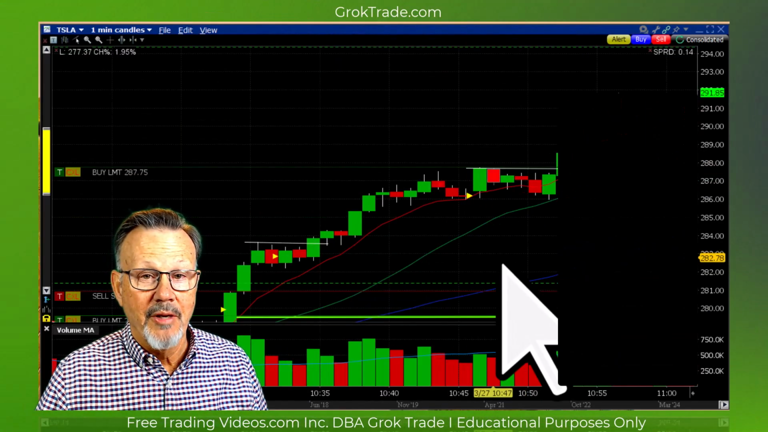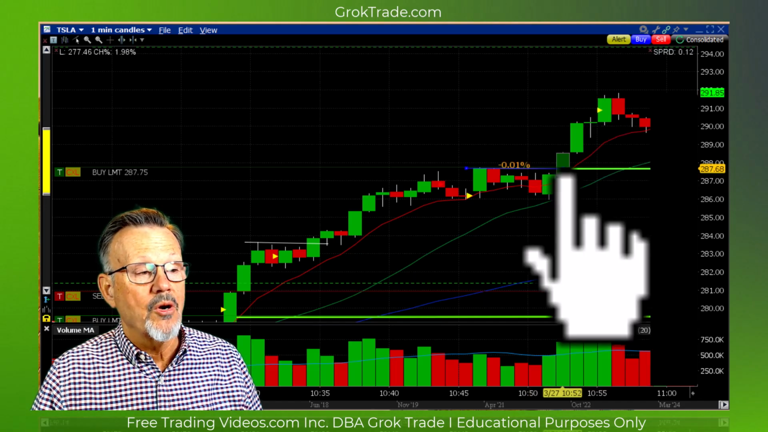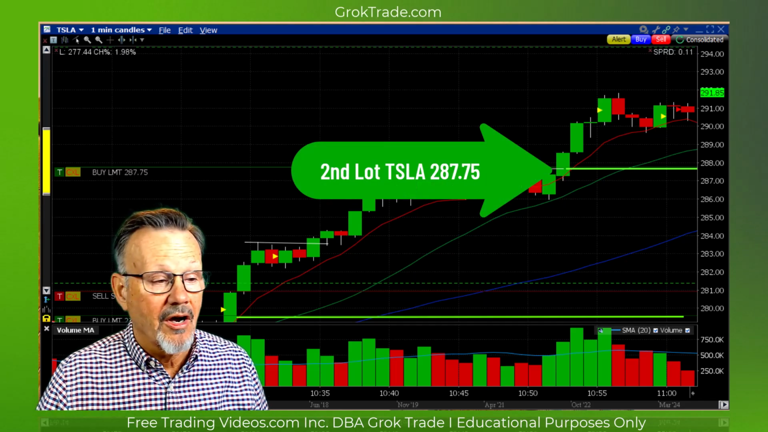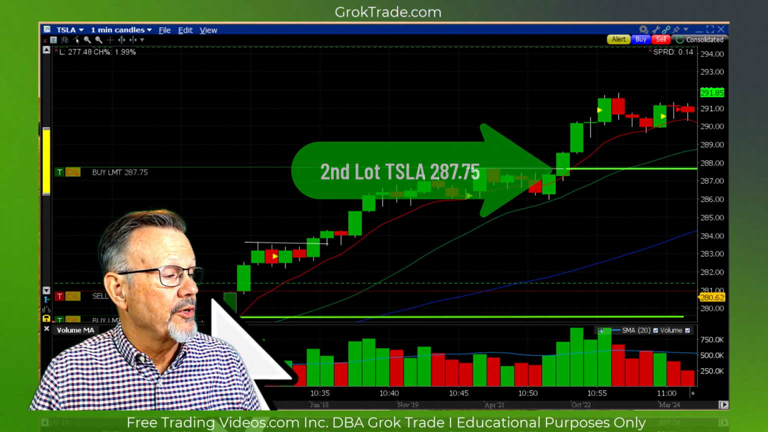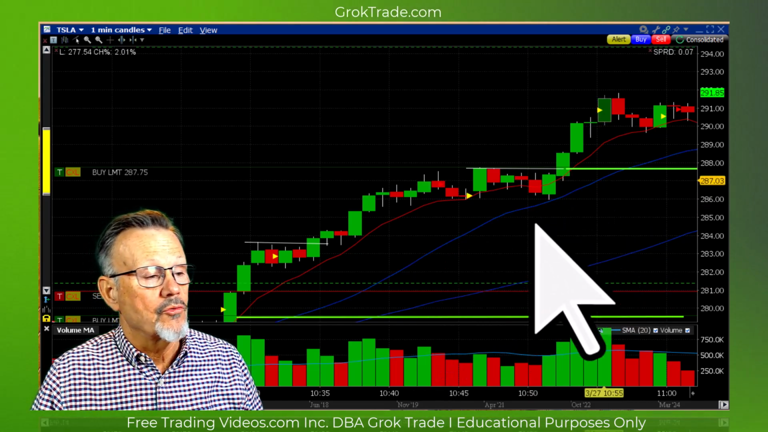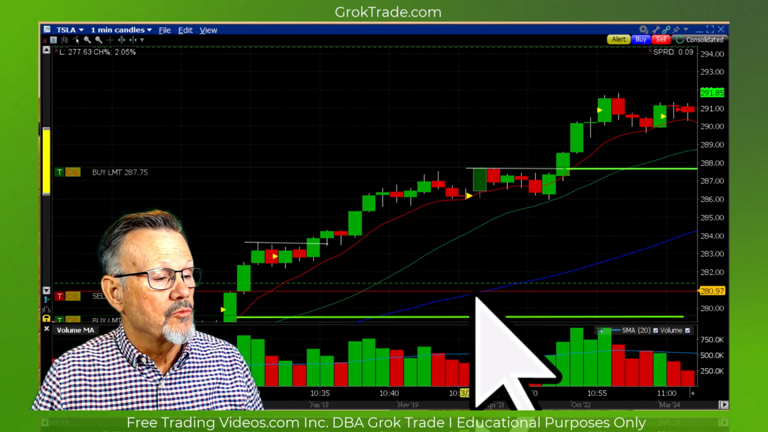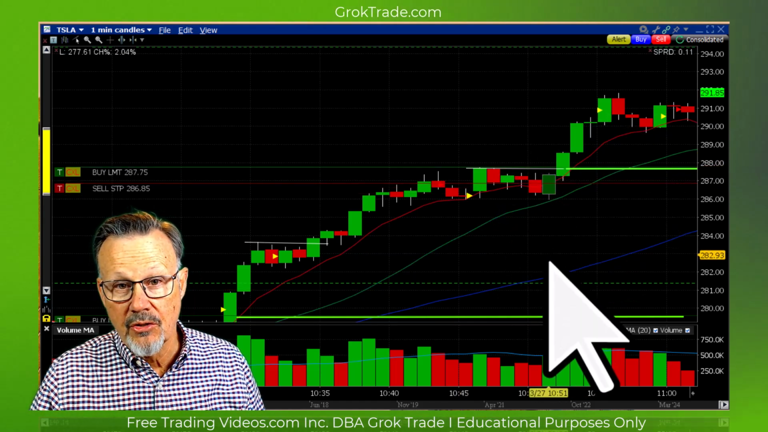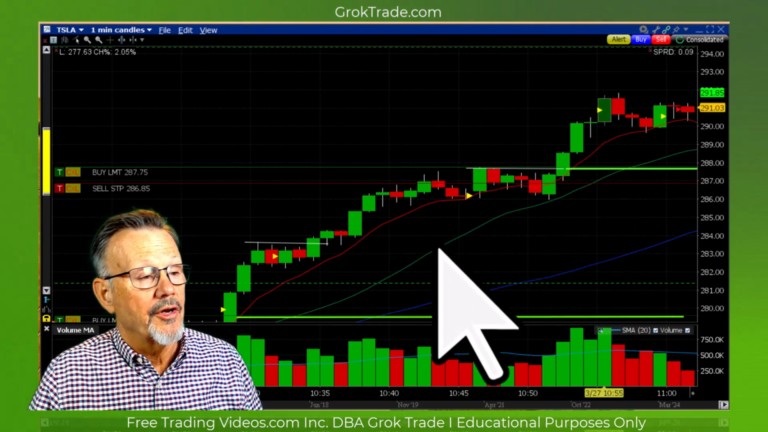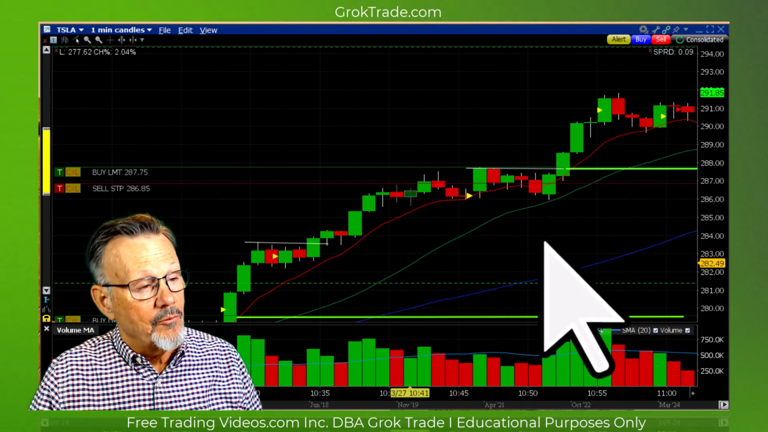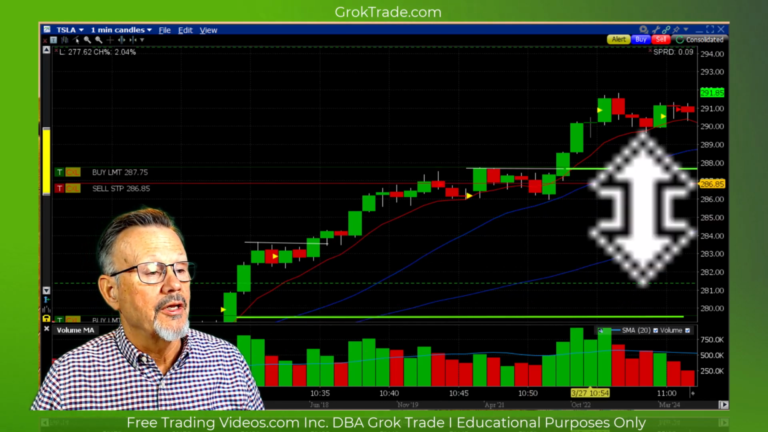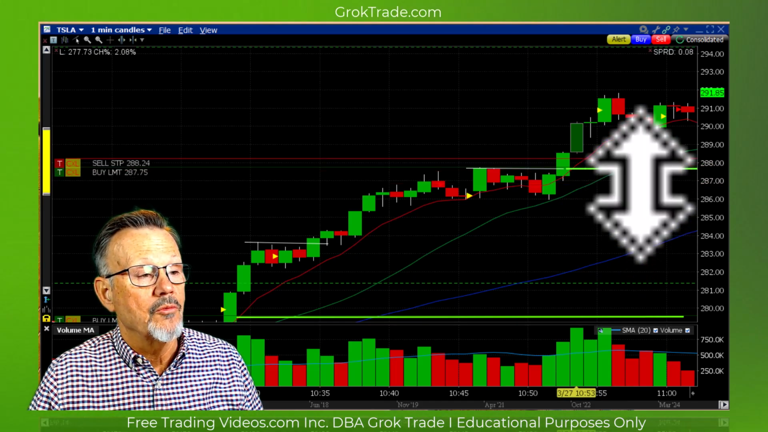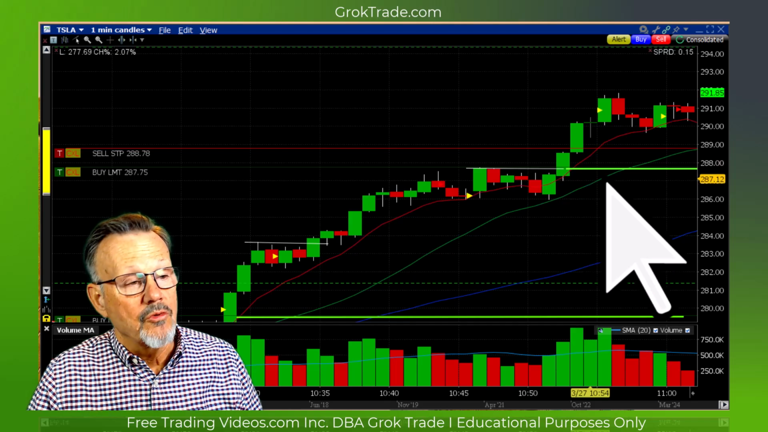It was high basing here, and I set the trade, and boom, it broke out, and I'm in for a second lot at 287.75. Now all along I've been moving my stop up along this 20 moving average, this green line here. I'm in now at a second lot, and I had a 1% stop initially on that second lot, and now that it's moved up almost 1% in my favor, I'm combining my stops together and following along this green rising line, the 20 moving average, just moving on up here.